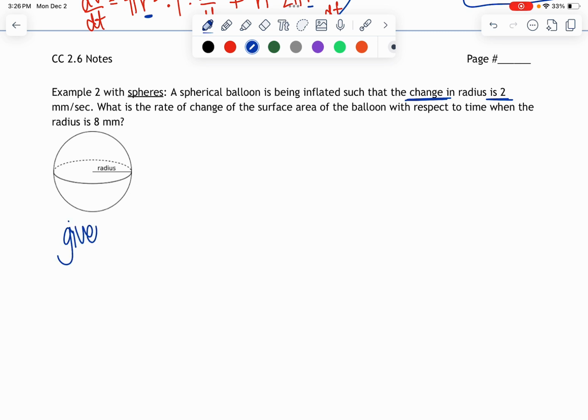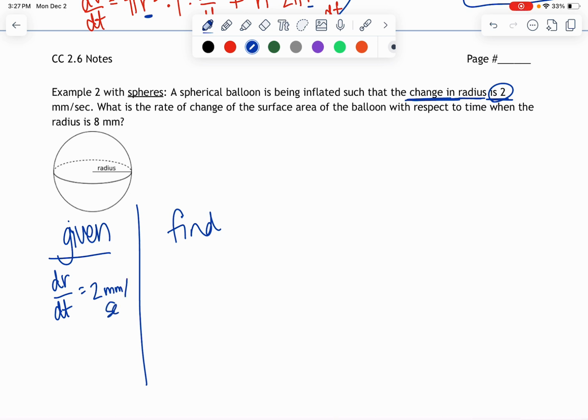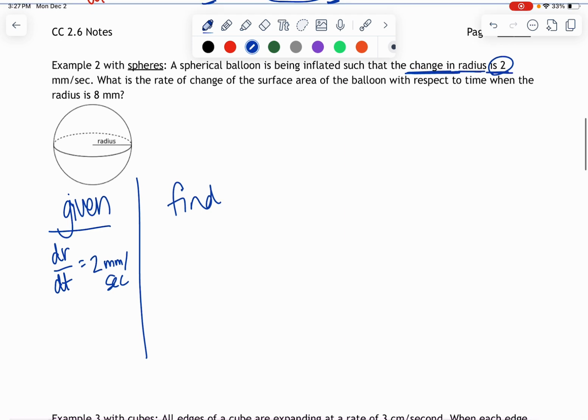So if I'm going to do my given and my find, my given is the 2, and that is a rate of change of radius. So I'd write that as dr/dt because it's the changing of the radius with respect to time, and it's 2 millimeters per second. If it's increasing, then it would be positive 2. What is the rate of change of the surface area? Okay, so that's my find. Rate of change of the surface area is what I need to find, so I'm going to call that dSA/dt, derivative of surface area with respect to time.